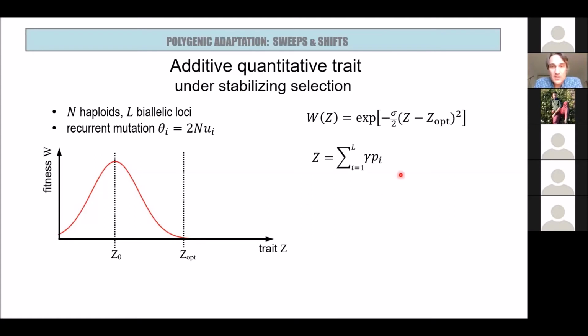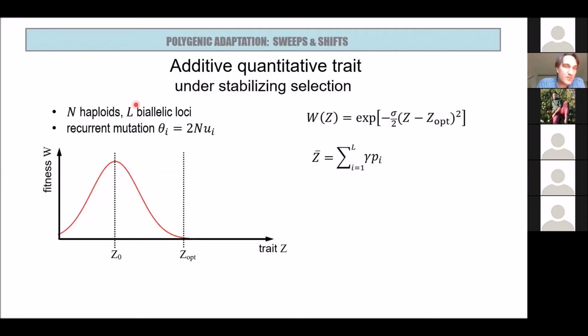So this is the trait mean, right? These are allele frequencies pi at L loci that contribute to the trait, and the locus effect, we assume here, is equal effects at all loci, gamma. This is the fitness function that acts on this trait, which is just a Gaussian fitness function for stabilizing selection, that has a shape that looks like this.